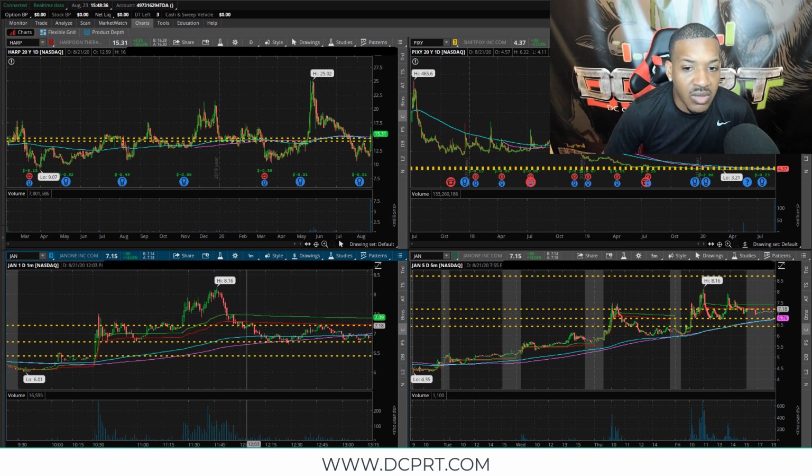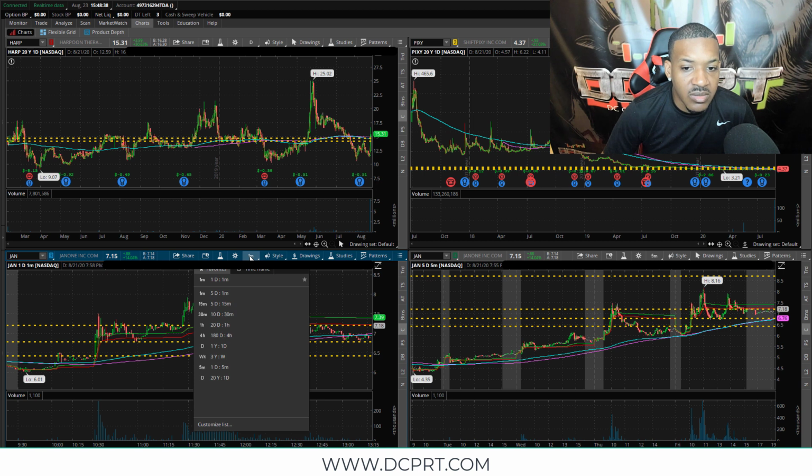What else should I show y'all? I can also show y'all the time frames I use. These are the time frames I use. I use the 5-day 1 minute, 5-day 15 minute, 10-day 30 minute, on down. Now this is not my only chart that y'all see. I have like six screens. So I have these charts right here on my laptop, and then on my big screen I got these same charts, but in a different time frame though.